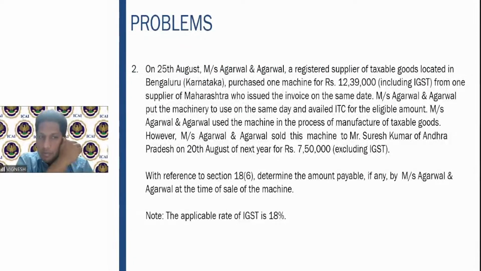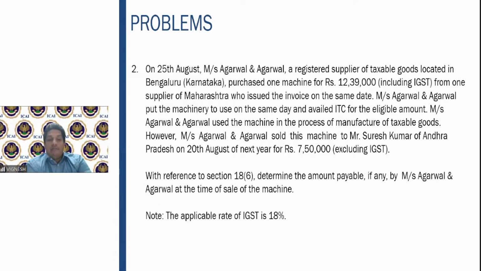Now let us work out some problems. On 25th August, Messrs. Agarwal and Agarwal, a registered supplier of taxable goods located in Bangalore, Karnataka, purchased one machine for 12,39,000 including IGST from one supplier of Maharashtra who issued the invoice on the same date. Messrs. Agarwal and Agarwal put the machine into use on the same date and availed ITC for the eligible amount. They used the machine in the process of manufacture of taxable goods. However, they sold the machine to Mr. Suresh Kumar of Andhra Pradesh on 20th August of next year for 7,50,000 excluding IGST. With reference to section 18(6), determine the amount payable by Agarwal and Agarwal.